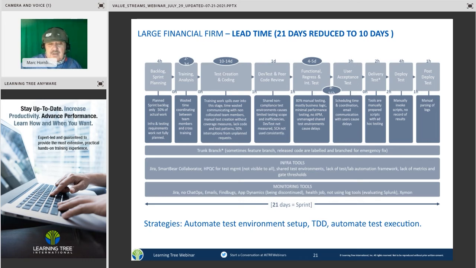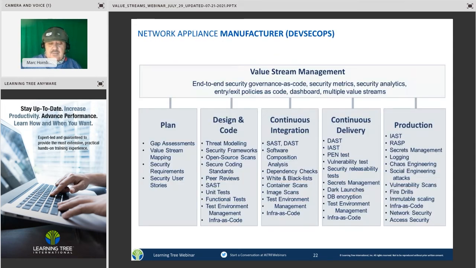So after creating this current state, we said we needed to attack those gaps. And again, in this case, it was to automate the test environment setup, apply test-driven development methodologies to improve the test creation, and get other people helping through the development, participating in that, automating test execution more, so there wouldn't be such a big gap here. And that was targeted in the future state value stream map, that would get it down to 10 days. I don't have time to go through all the different steps we did, but that gives you an idea.